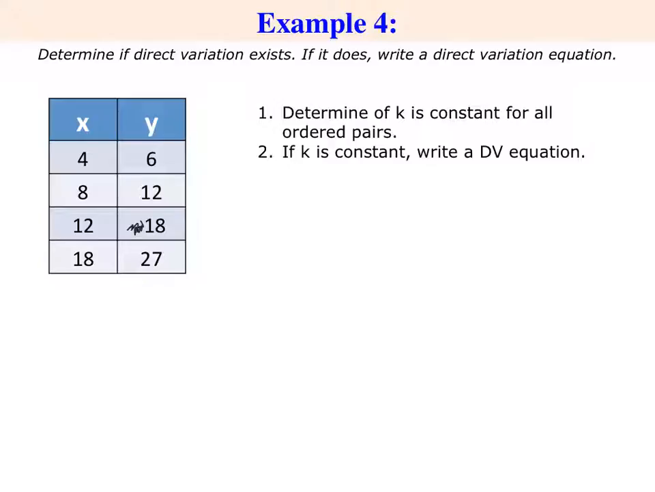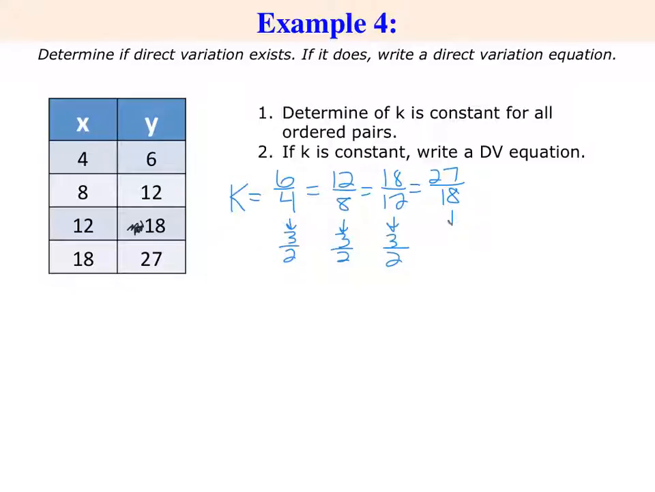All right, so what we're going to do first is determine if k is constant and consistent throughout this entire table. So we need to see, is 6/4 equal to 12/8 and equal to 18/12 and also equal to 27/18. So these are all fractions. We're going to want to reduce them to the lowest form. So I know 6/4, 2 goes into that, so we got 3/2. 12/8 can be reduced by 4, which would give you 3/2. 18 over 12 can be reduced by 6, which gives us 3/2, and 27 over 18 can be reduced by 9, which gives us 3/2.